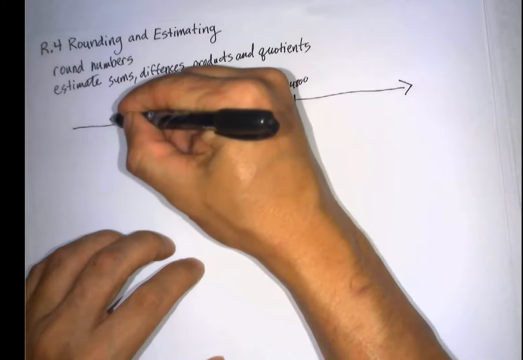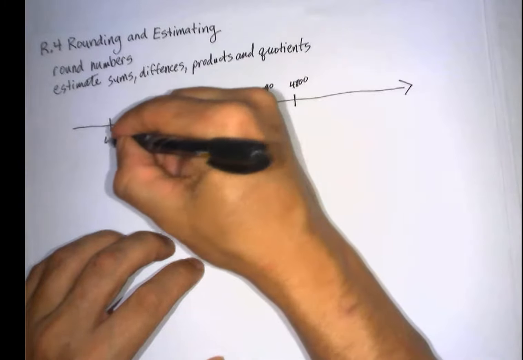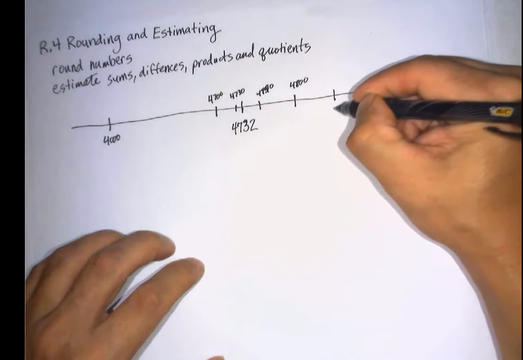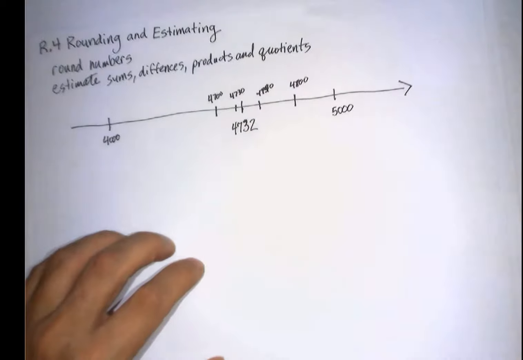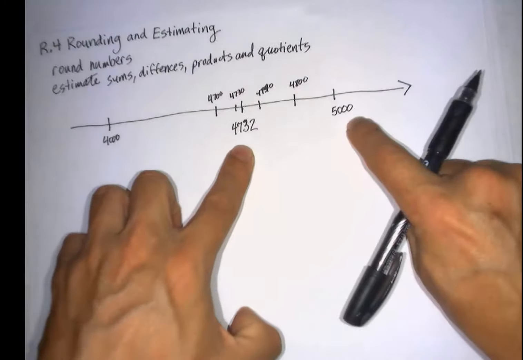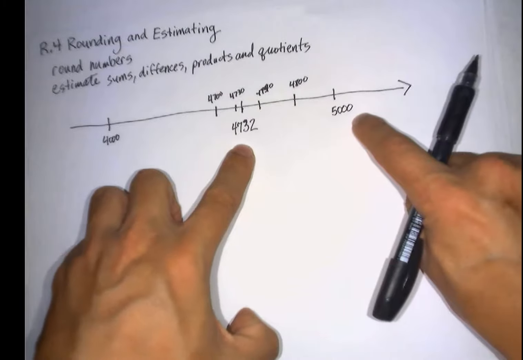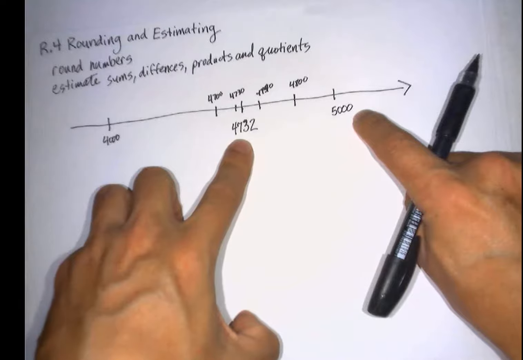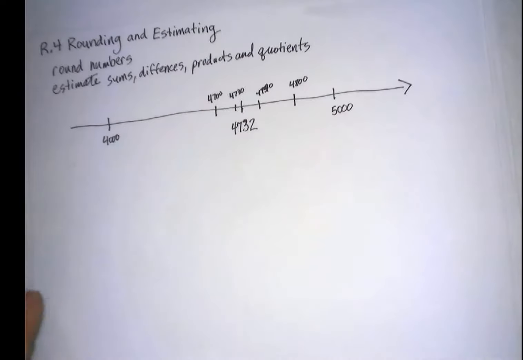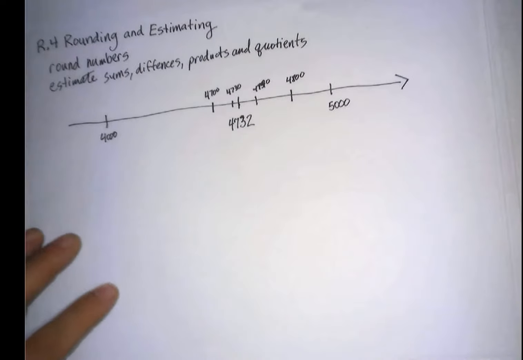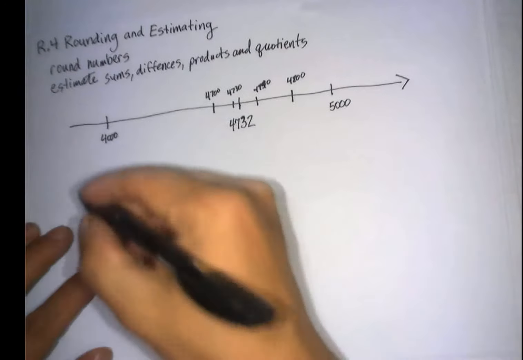And then we can go further out. Here's 4,000. And maybe here's 5,000. And which 1,000 is it closer to? Well, it's apparently closer to this 1,000. So it would be 4,000. 5,000 would be this number rounded to the nearest 1,000. But formally, let's see what we're doing. And this includes decimals. So I'm going to assume that you know a little bit about place values and decimals.